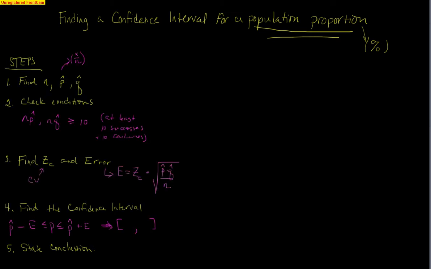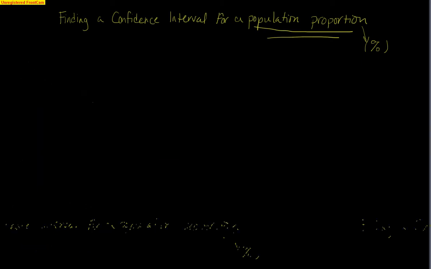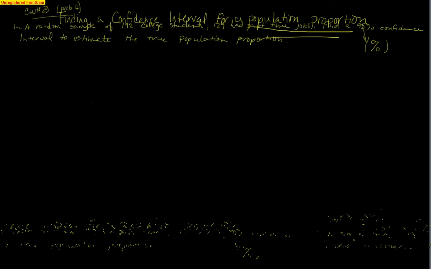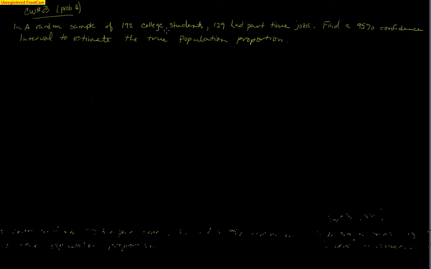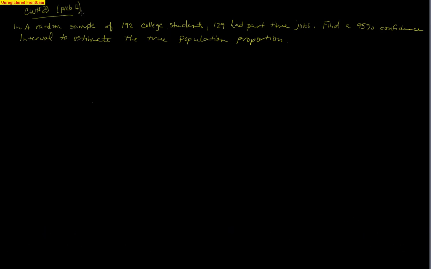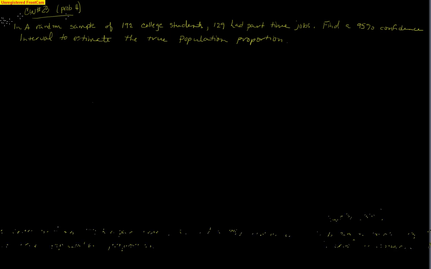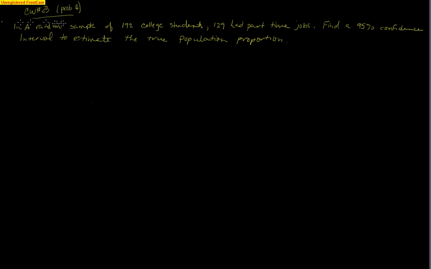Well, it's always good to start with a question. Okay, here we go. If you look at your classwork number 23, I'm doing problem number 4 here together on this video, so you can follow along with your homework. It says, in a random sample of 192 college students, 129 had a part-time job.